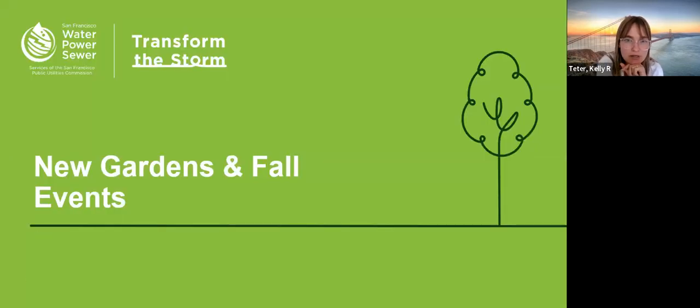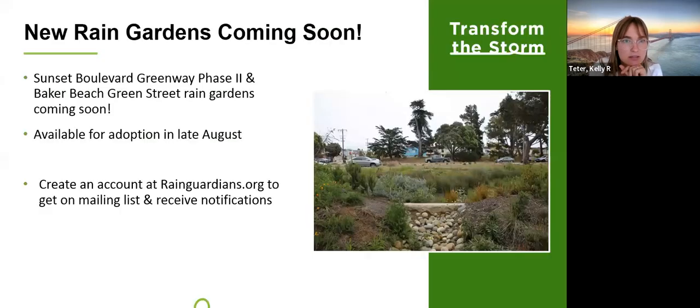All right, new gardens and fall events. So we've got some new gardens coming soon. They've already been built, but we have yet to add them to the web map. So we're going to be doing that. Sunset Boulevard Greenway Phase 2 project wrapped up construction recently. And we're going to be adding all of those rain gardens to the site. It's way more than there were before, like 5 times as much. So there's going to be a lot more rain gardens to add to the site, a lot more rain gardens to get adopted in Sunset Boulevard, which has been fully adopted since we launched the program, I think. So that'll hopefully be exciting for some folks that have been wanting to adopt gardens in that area that haven't been able to.